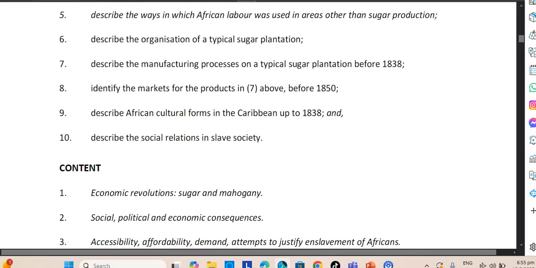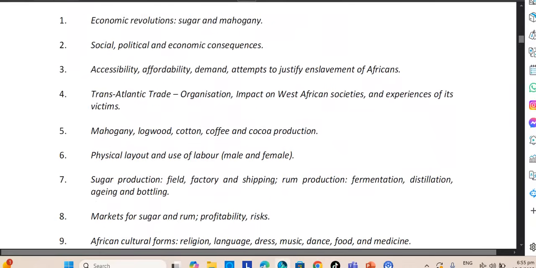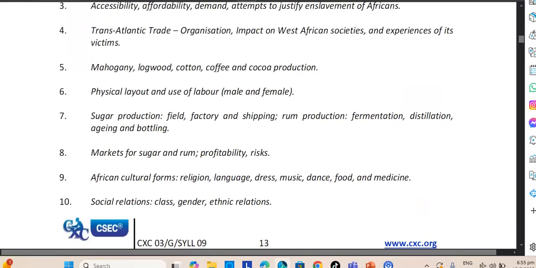Now we're going to look at the markets for the production before 1850. For that, we're going to look at the markets of sugar and rum, profitability and risk. The largest consumer of Caribbean sugar was Europe, where sugar was used in tea, baking, and confectionery. France, the Netherlands, and Spain imported Caribbean sugar for refining and consumption. North America imported sugar for use in domestic markets and industries.